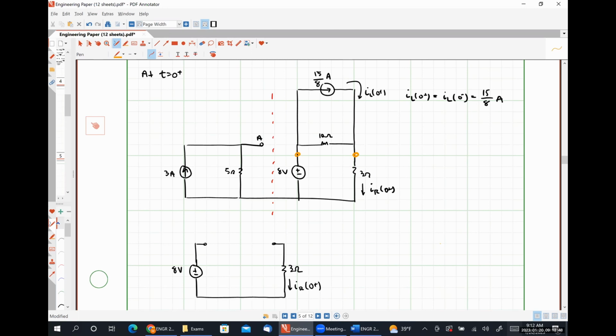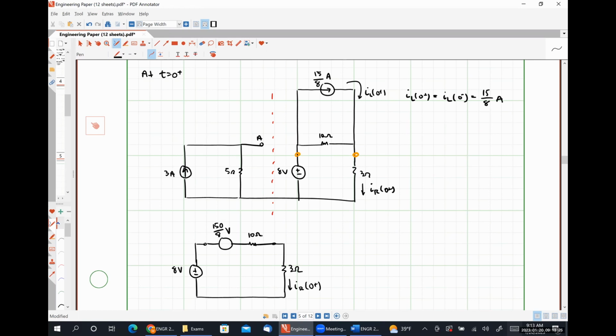Is that correct? So let's start with this. I'm saying that this should be 150/8 volts in series with 10 ohms. Did I do the source transformation, at least the math part of it, correctly? Yes, it's just 15/8 times 10. I felt pretty strongly about that.